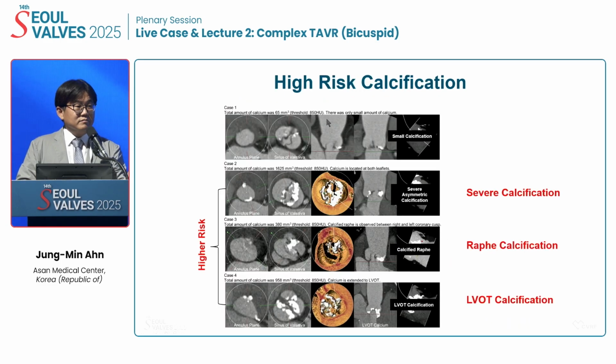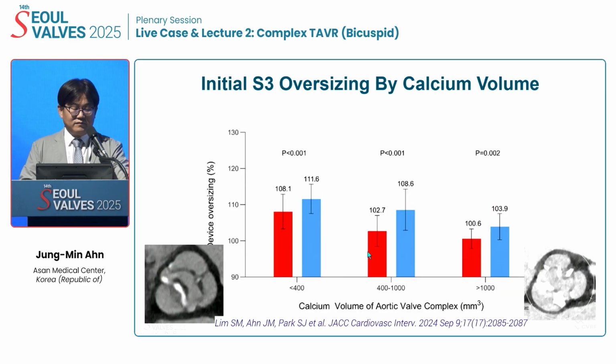In addition, some characteristics are associated with a high risk of periprocedural complications: very severe calcification, LVOT calcification, and calcified raphe. Combining these calcification characteristics, we should be cautious when we do TAVR for bicuspid aortic valve disease.